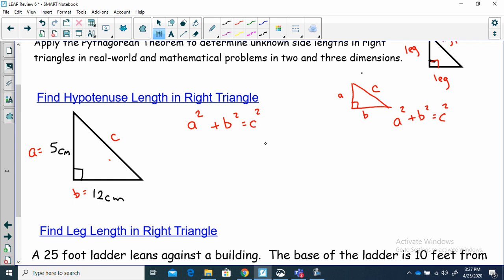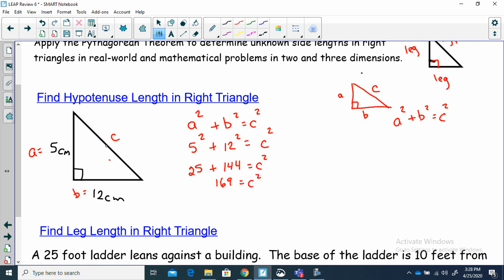And now I substitute in what I have to find what I don't have. I don't have the C, so I'd substitute in the A. In this case, I've labeled A as 5, so I'm going to substitute 5 in for A. That's 5 squared. I'm going to substitute 12 in for B. So that's 12 squared is equal to, notice we don't have C, that's what we're looking for, C squared. Now let's just do the math. 5 squared is 5 times 5, which is 25. 12 squared is 12 times 12, which is 144. Now if I add these two together, I have 169 is equal to C squared.